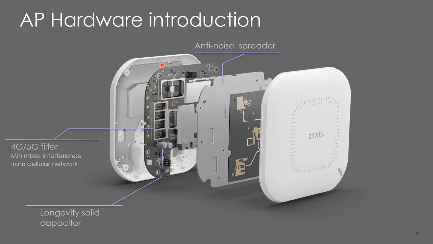Another big difference that we do is we do not mount our antennas directly onto the PCBA itself. Instead, we've got a noise spreader that sits above the PCBA, and then the antennas are mounted onto that. So again, even on our cheapest APs, we use this design philosophy. By separating the antennas from the PCBA, you get just that much a little bit better receive sensitivity.